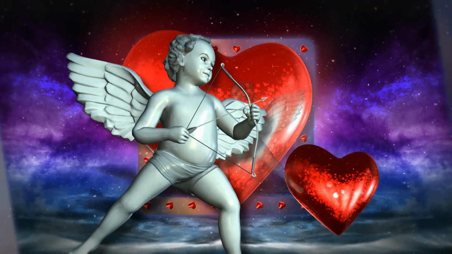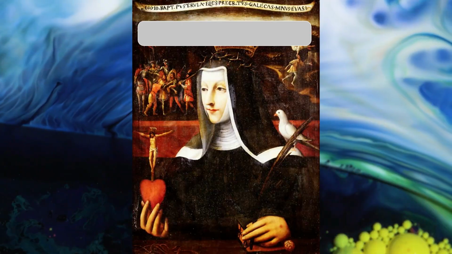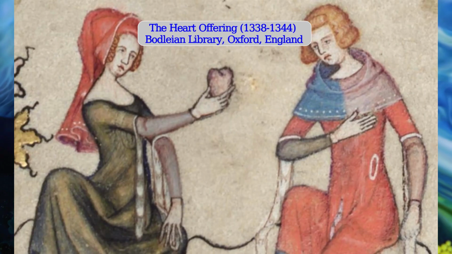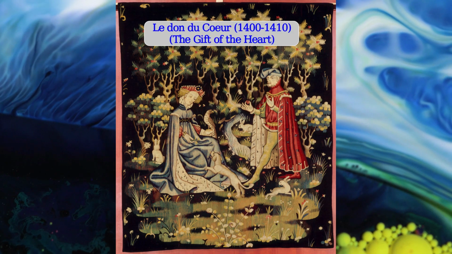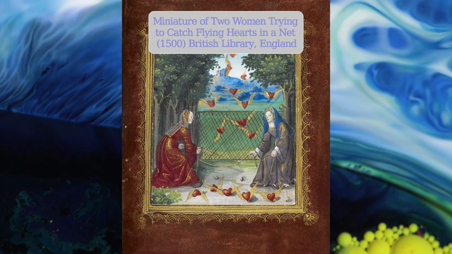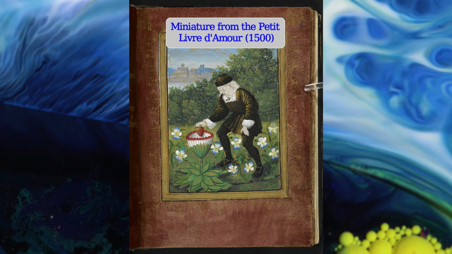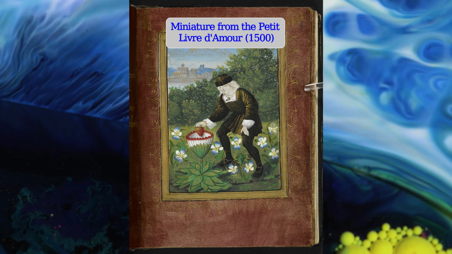In some other artworks in the later centuries, heart symbols started going prominent. Among them, ex voto dedicated to Saint Catherine of Siena. The Heart Offering. Tapestry Le Don du Cœur. Miniature of two women trying to catch flying hearts in a net. Miniature from the Petit Livre d'Amour.